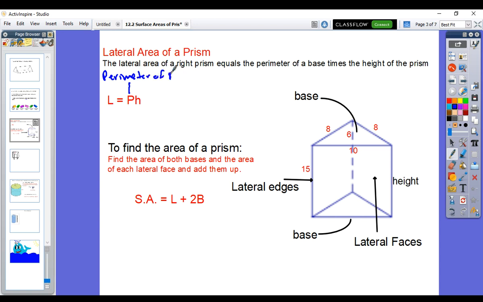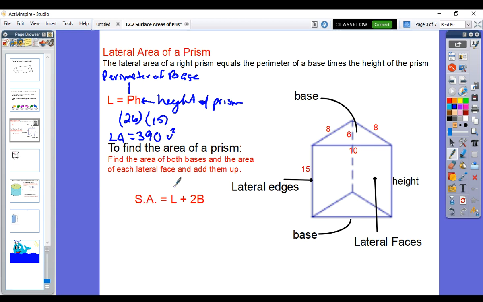times the height of the whole shape, the height of the prism. All right, so for example here, the perimeter of the base is 8, 8, and 10. That gives us 26. I'm going to take that times the height of the whole thing, which is 15. So in our handy dandy calculator, we take 26 times 15, get 390. So the lateral area, L or LA, same thing, is equal to 390 units squared.